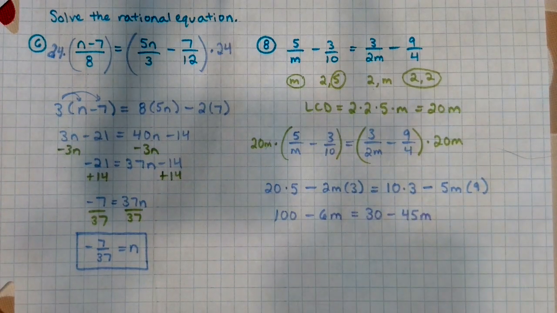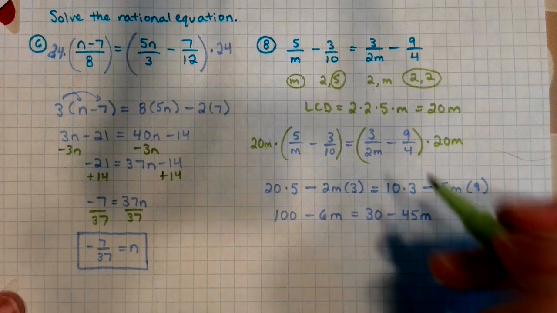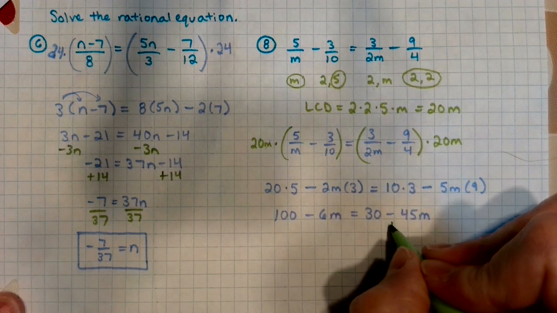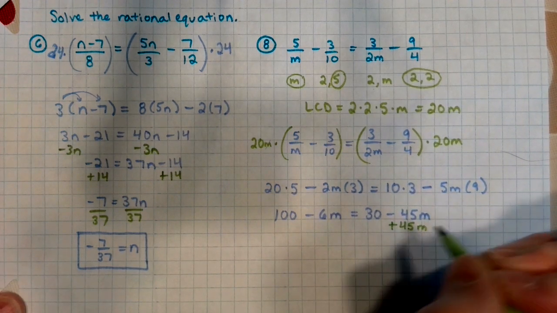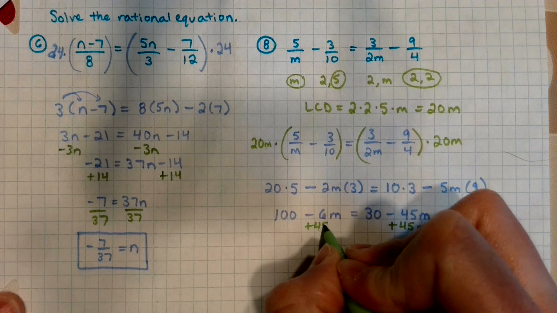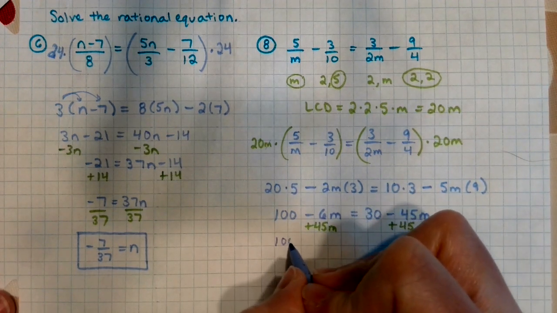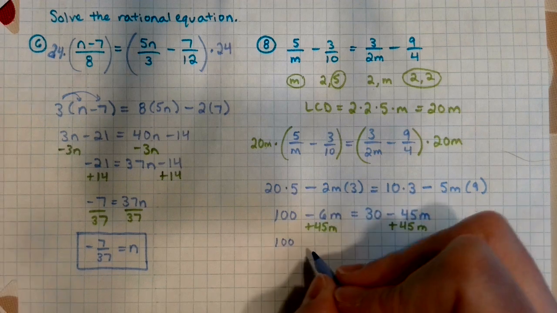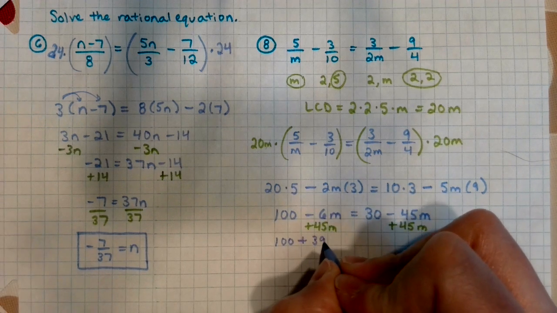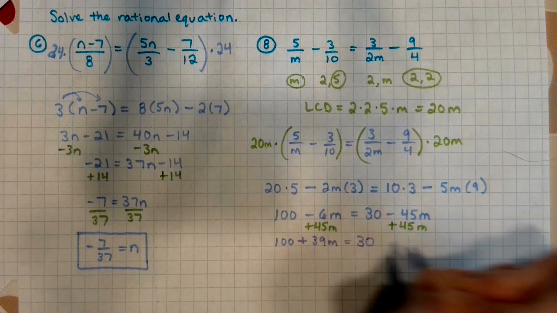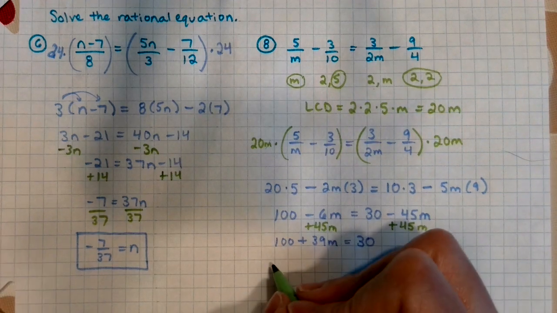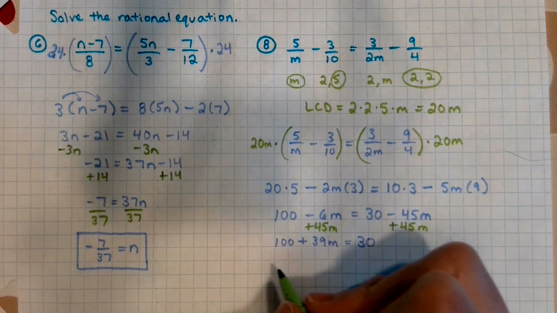As you can see, now we have this equation with variables on both sides. So starting off, we're going to add 45m to both sides. That's actually one of four ways that you could start this equation, but this is going to be the most straightforward, where you don't end up with any negative coefficients. So we get 100 plus 39m equals 30. Then we'll subtract 100 from both sides.